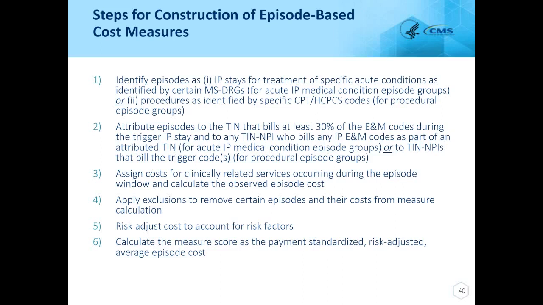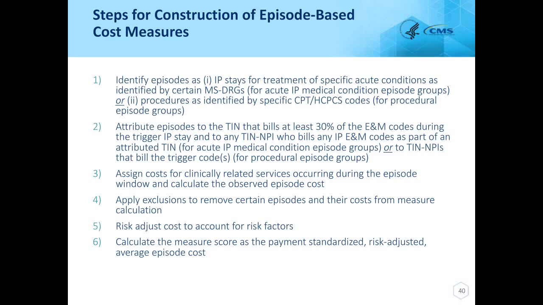For attribution, for acute measures, we attribute to the TIN that bills at least 30% of the evaluation and management or E&M codes during the triggered inpatient stay, and to any TIN-NPI or individual clinician who bills at least one inpatient E&M code as part of that attributed TIN. So this is similar to what Sam was walking through for MSPB. For procedural episode-based cost measures, we attribute to the TIN-NPI that bills a trigger code, being the specific CPT/HCPCS codes.